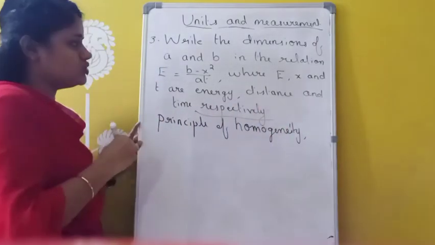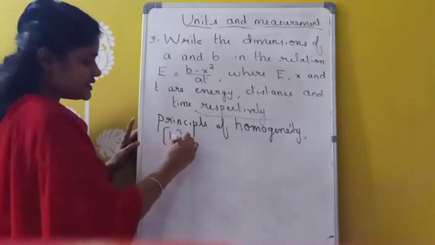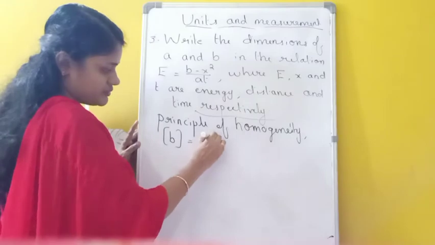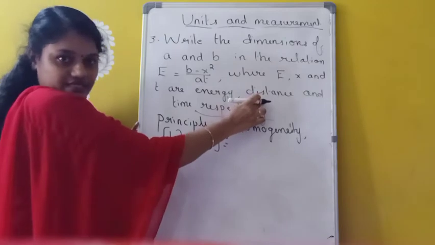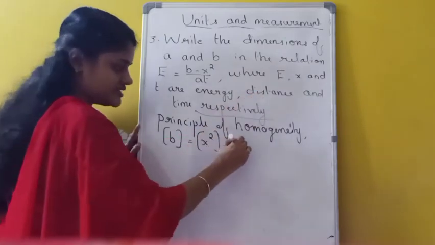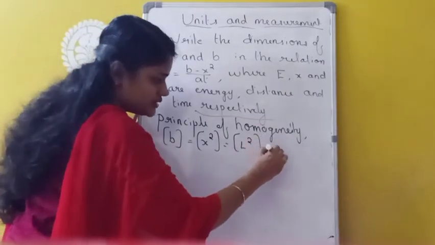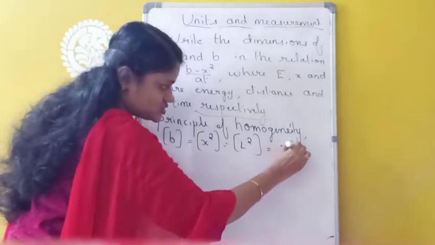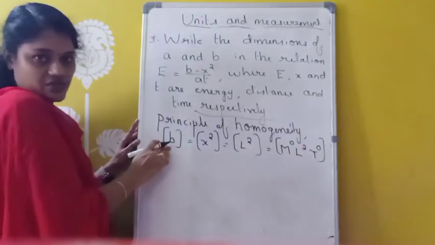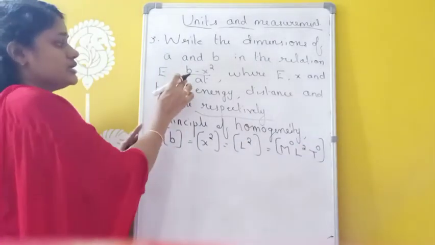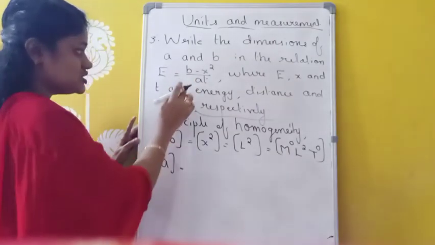According to the principle of homogeneity, the dimension of B, which we need to find, must be equal to the dimension of x squared. It is already given that x means distance. What is the dimension of distance? L. So x squared means L squared. So the dimension of B is L squared, or in terms of M, L and T we can write M raised to 0, L squared, T raised to 0. This is the dimension of B. Now again we have to find the dimension of A, so we have to cross multiply here.